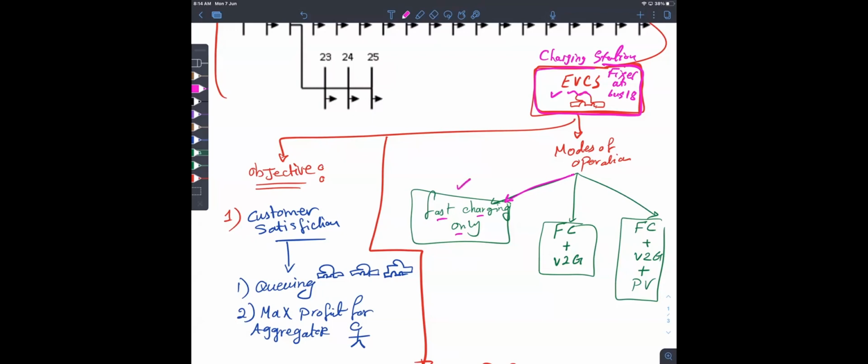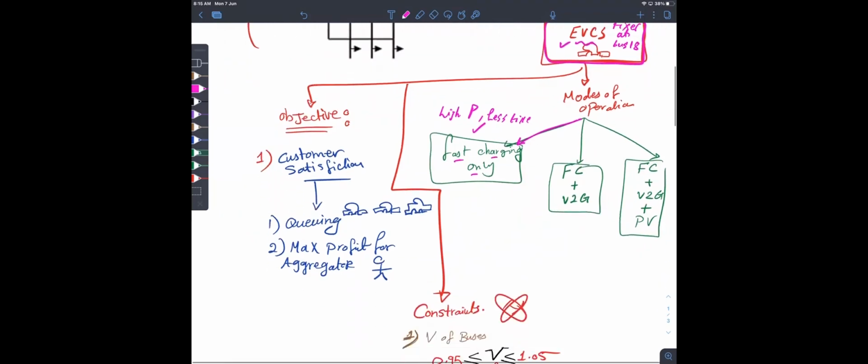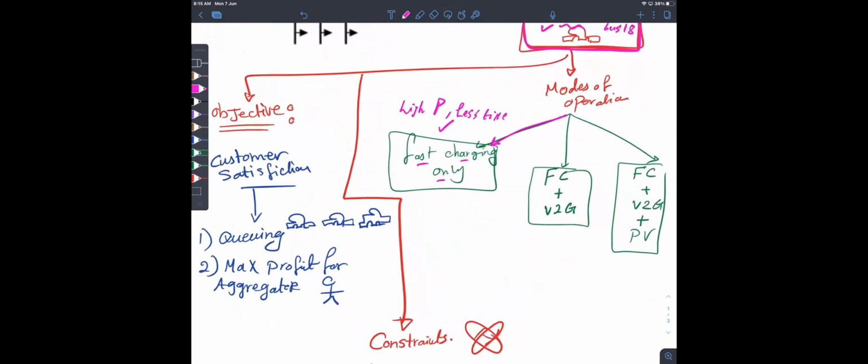Fast charging takes high power and less time. You know, fast charging takes a bunch of electricity, a high amount of electricity. That was scenario 1.